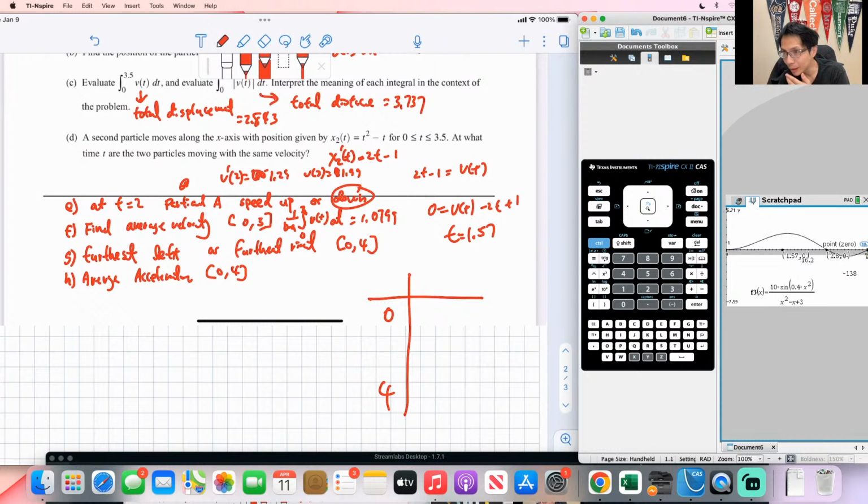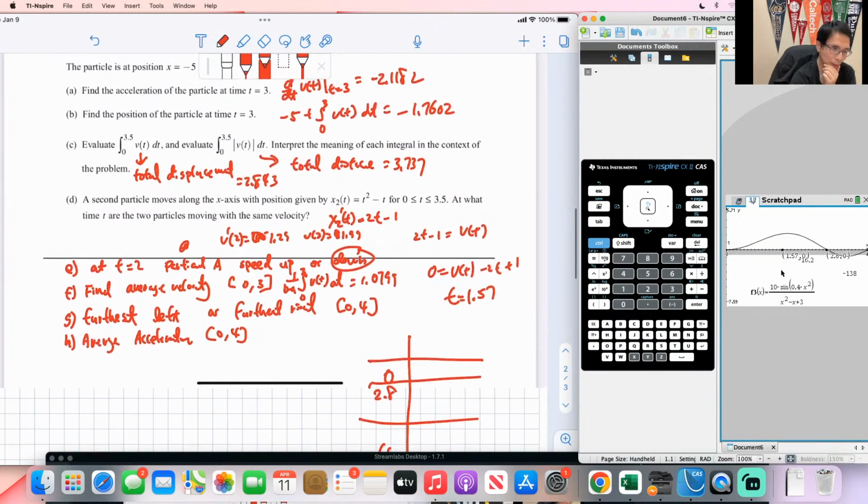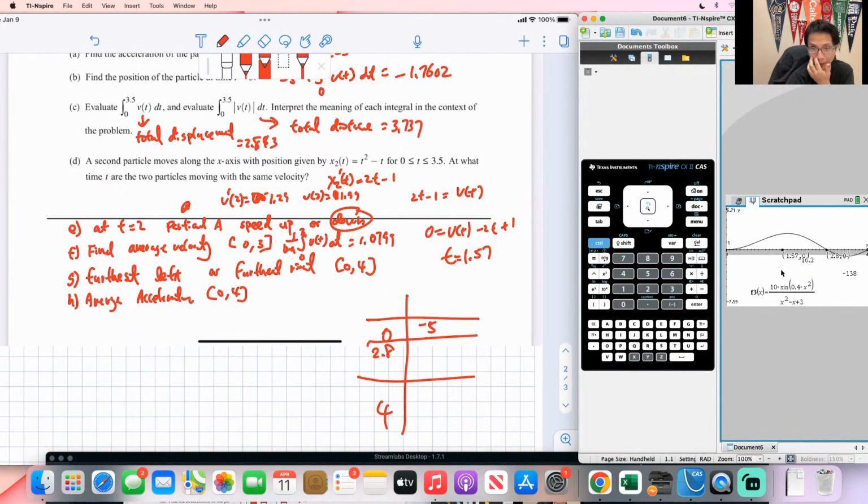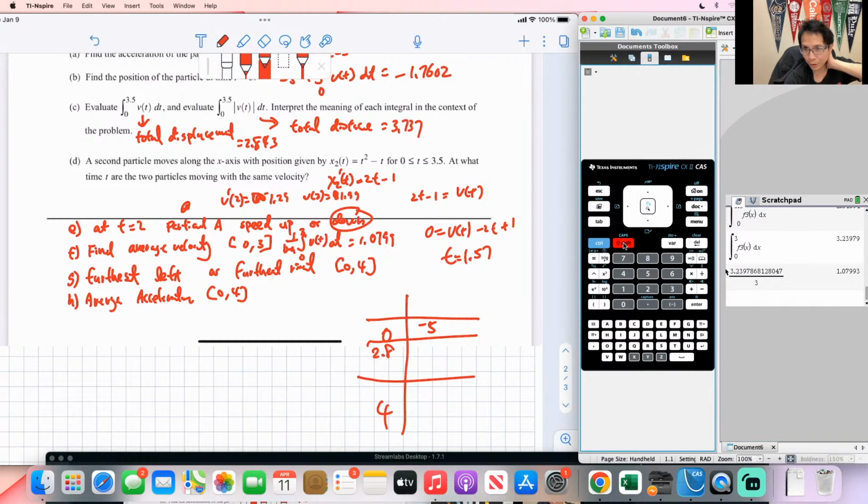2.8 and 4. So I will have a 2.8 and I will have 4 here. So at 0, what's my particle at? Negative 5, right? And at 4 is the integral between that. So I'm going to integrate two things. So I'm going to do menu, untap, menu. I'm going to do integral, which is shift plus.